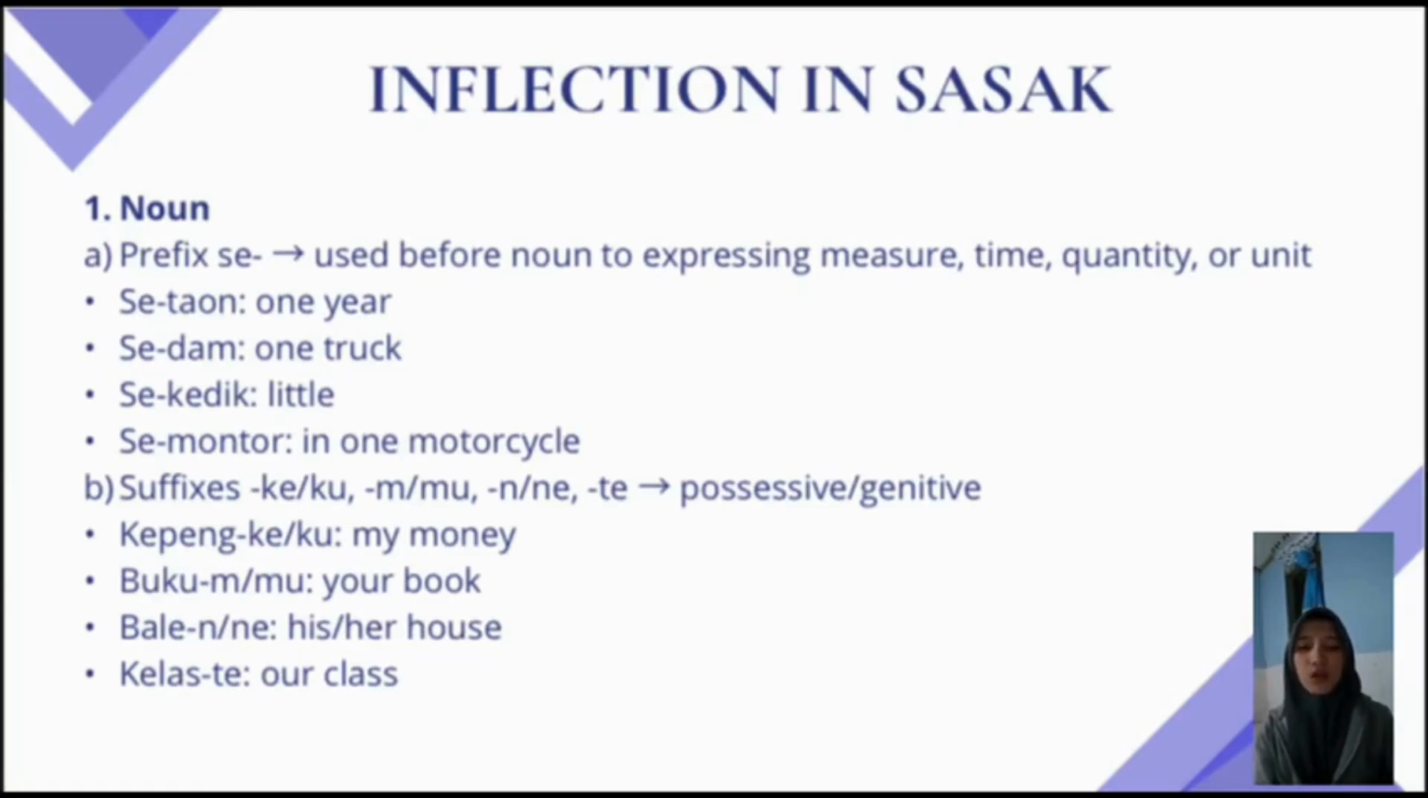Second, Sasak also uses possessive suffixes such as -ke or -ku, -mu, -an or -ne, and -te. For example, kepengku means my money, bukumu means your book, baline means his or her house. Klaste means our class.